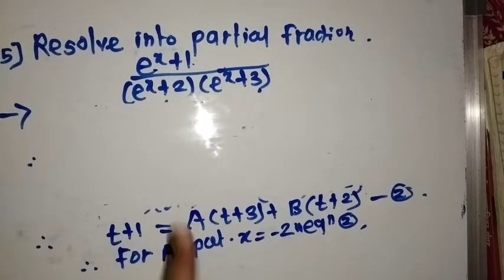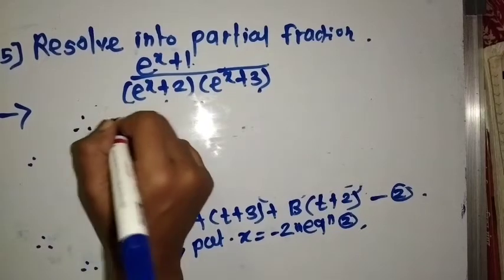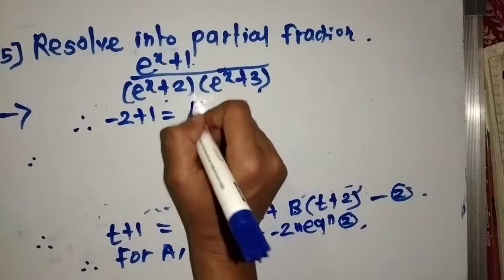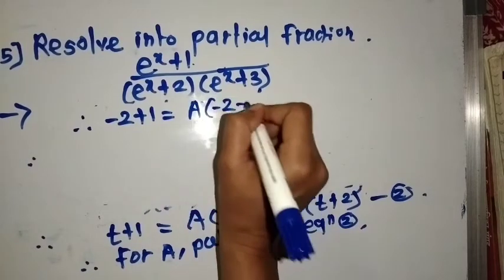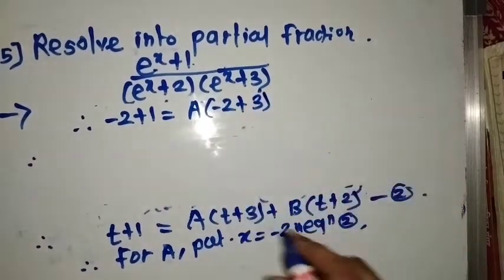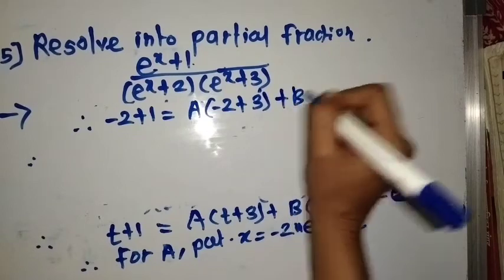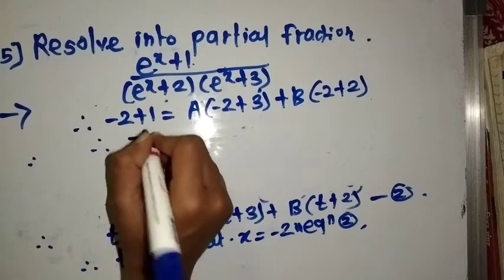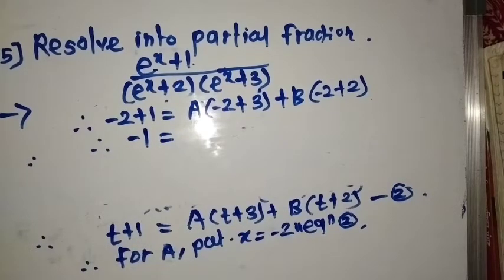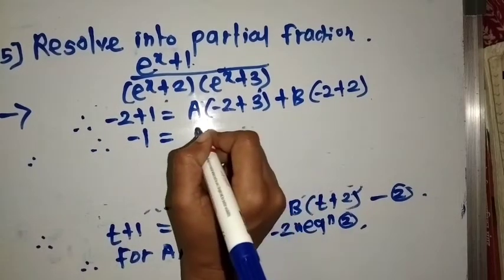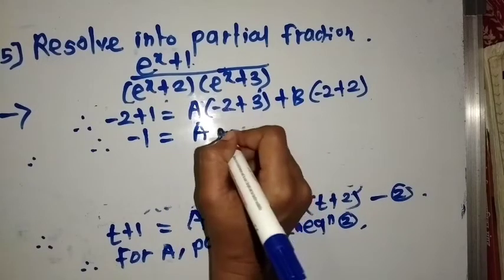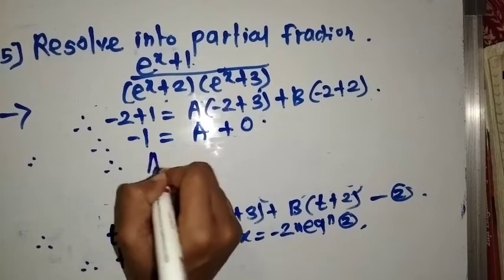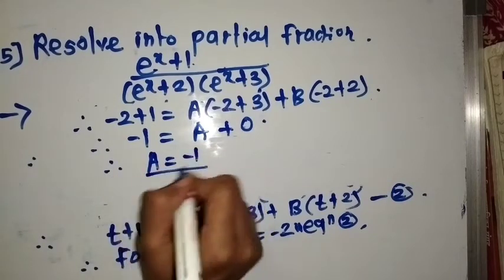So we get x is equal to -2. So -2 plus 1 is equal to a into -2 plus 3 plus b into -2 plus 2. Hence we get minus 1 is equal to 1 into a plus minus 2 plus 2, which is 0. Hence we get a is equal to minus 1.